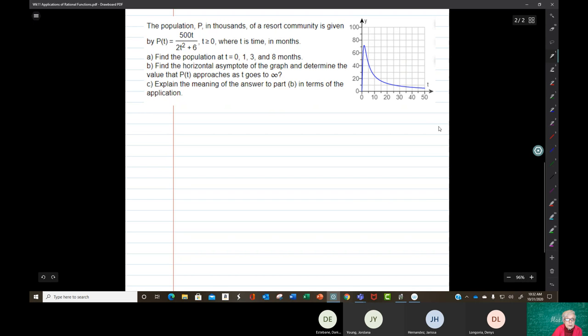Okay, well, we can do that just with the calculator. So A is find P of 0, P of 1, P of 3, and P of 8. So that will be 500 times 0 over 2 times 0 squared plus 6. That's going to be 0 over 6, which is 0. Let me make this bigger.